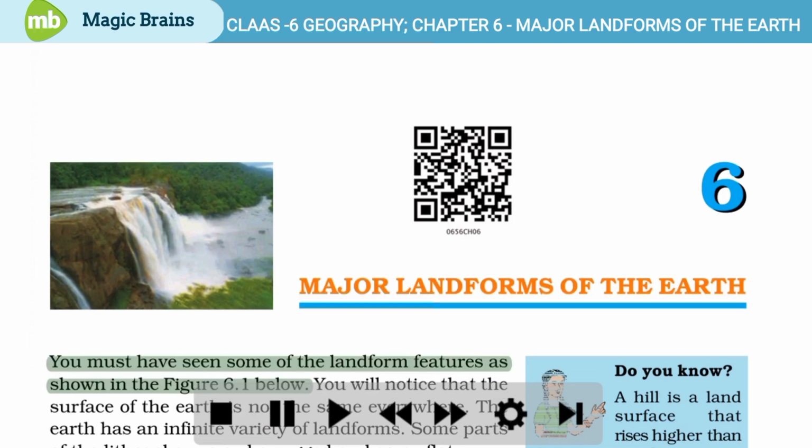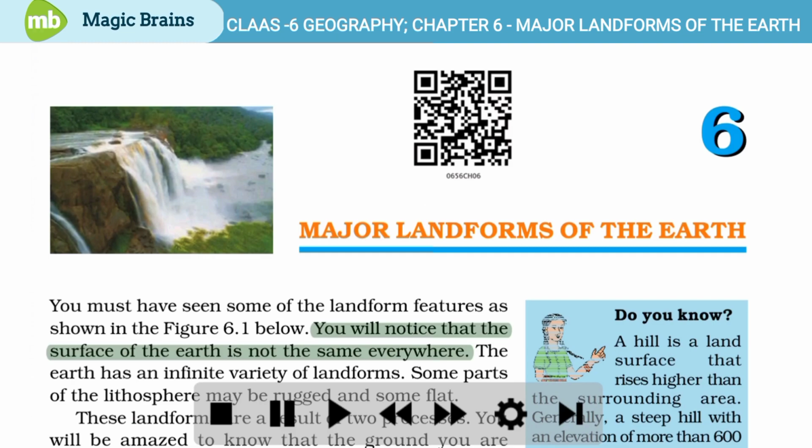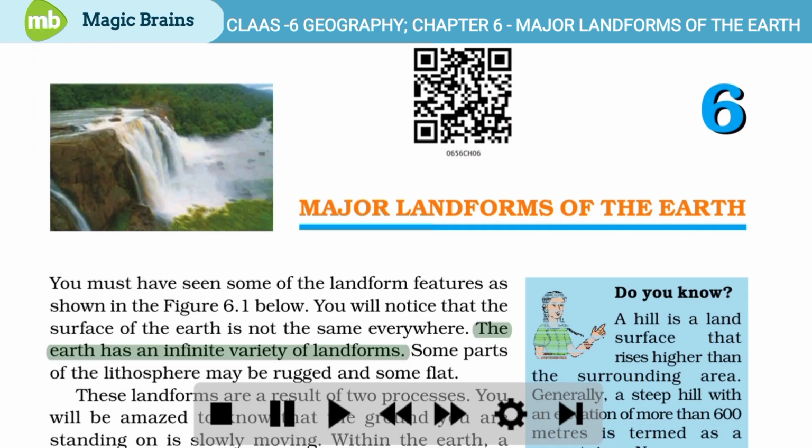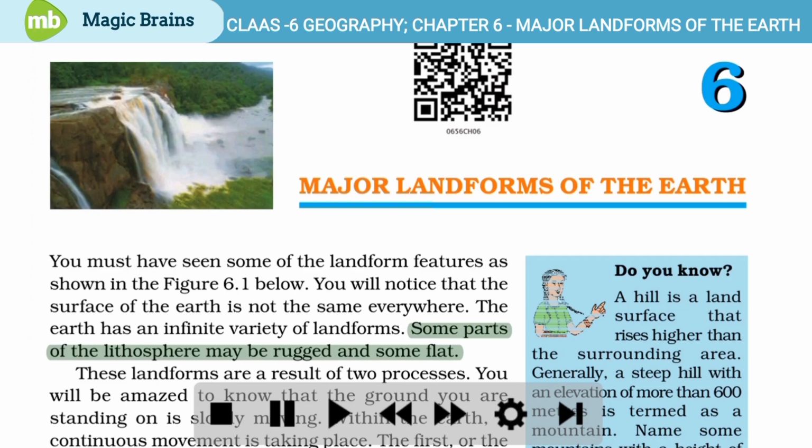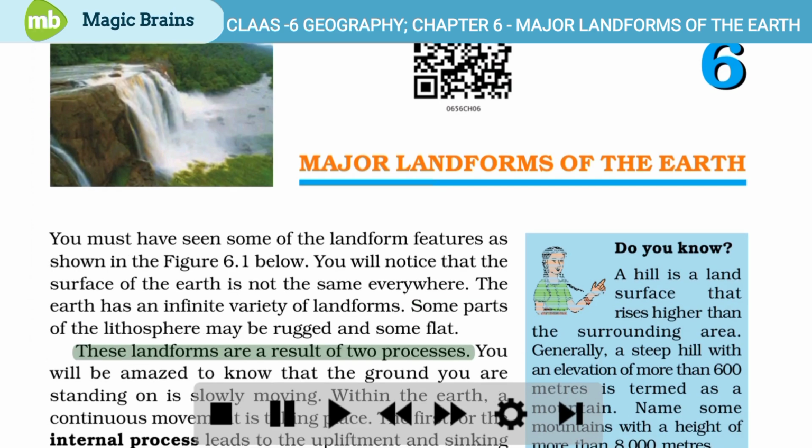You must have seen some of the landform features as shown in Figure 6.1 below. You will notice that the surface of the Earth is not the same everywhere. The Earth has an infinite variety of landforms. Some parts of the lithosphere may be rugged and some flat. These landforms are a result of two processes.